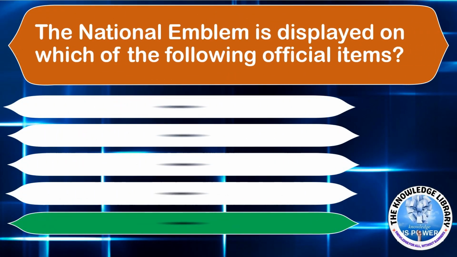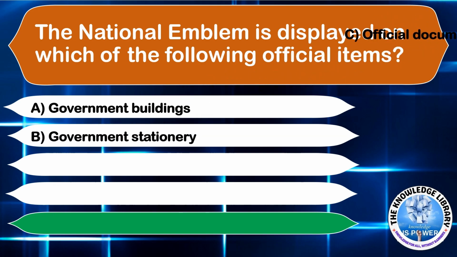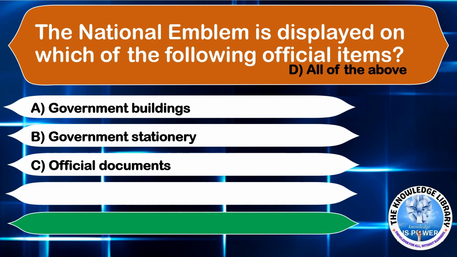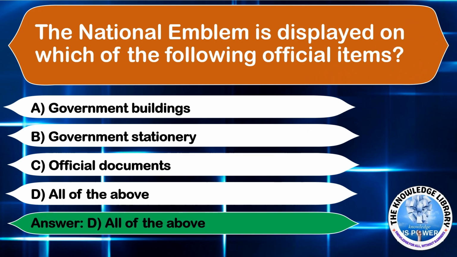The national emblem is displayed on which of the following official items? Option A, government buildings. Option B, government stationery. Option C, official documents. Option D, all of the above. The correct answer is option D, all of the above. Move on to the next question.